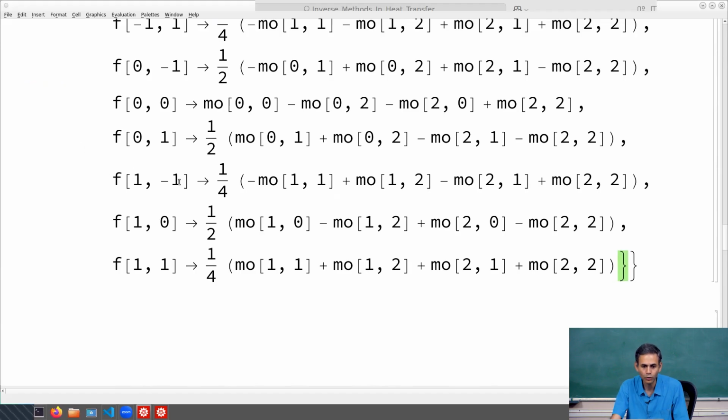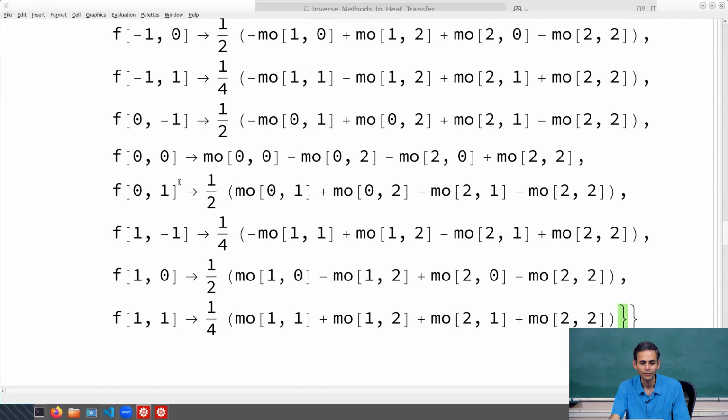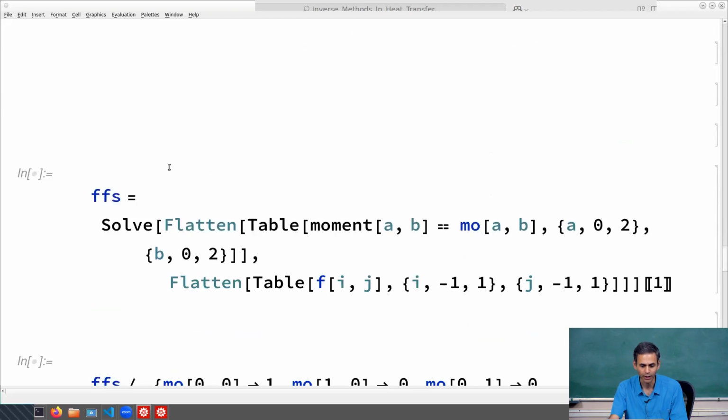Now we want to actually calculate the equilibrium distribution function f in terms of the equilibrium moments, correct? That is what we kind of started off with.